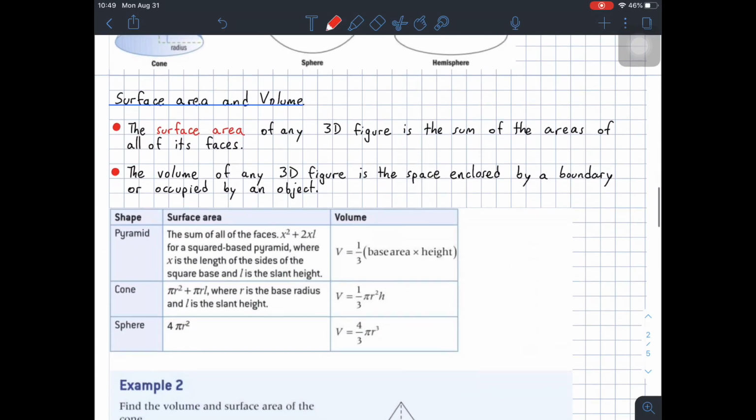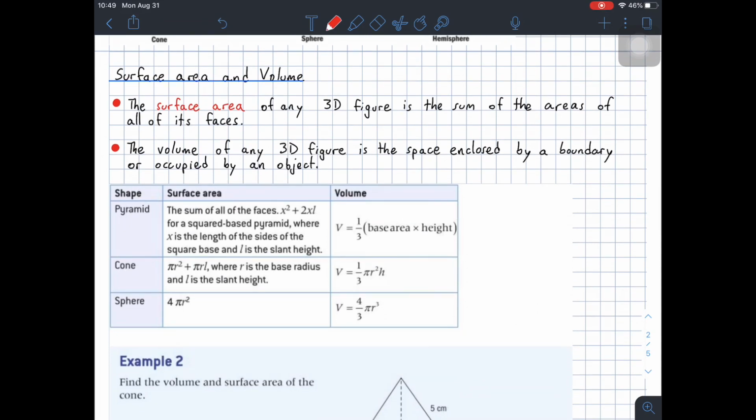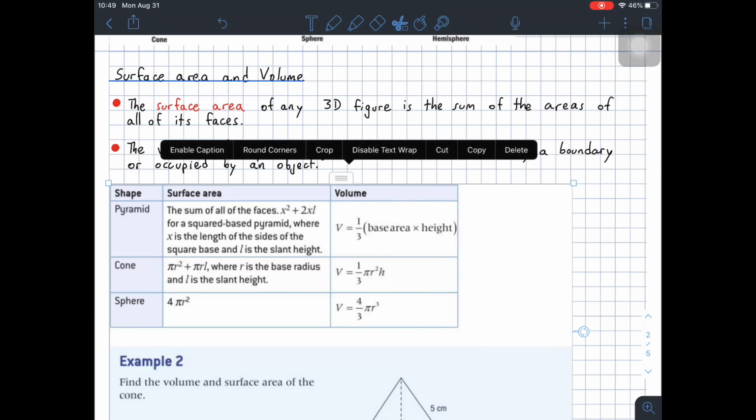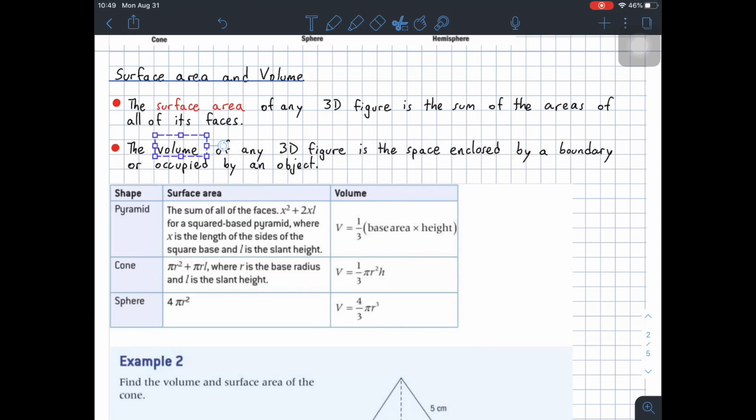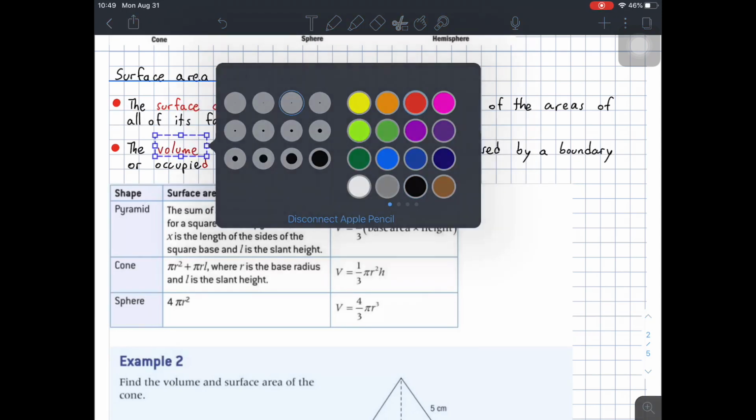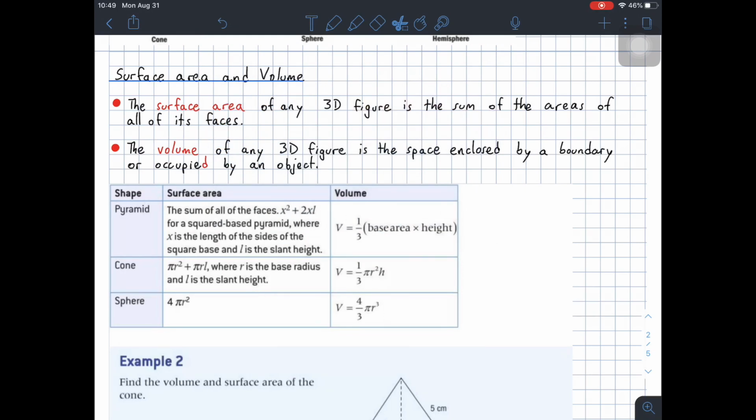Okay, then we have surface area and volume. The surface area of any 3D figure is the sum of the areas of all of its faces, right? And the volume, let me change this to red. The volume of any 3D figure is a space enclosed by a boundary or occupied by an object.